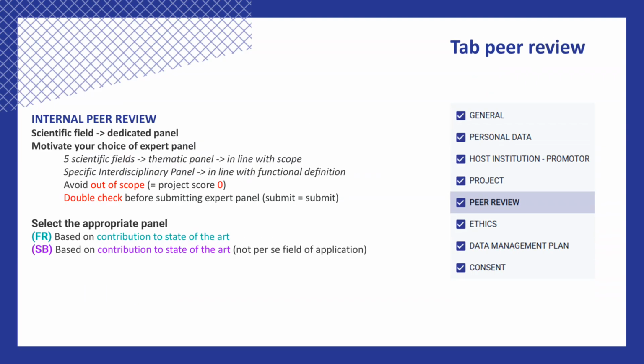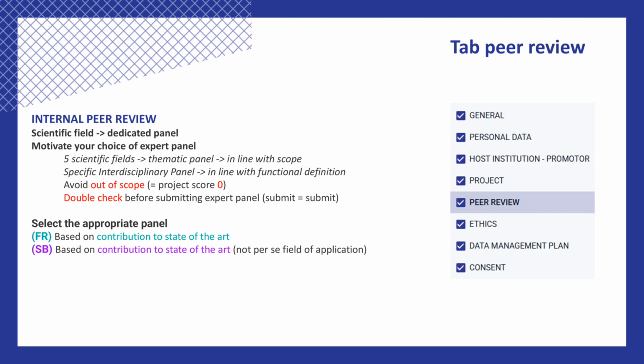Next is the Peer Review tab, where you need to select one of the thematic panels, ranging over 5 scientific domains, or the specific interdisciplinary panel. You should first select a scientific domain in which your research is situated, and then select the appropriate panel in that domain that best fits your research project. The specific interdisciplinary panel covers interdisciplinary research that meets the functional definition of interdisciplinarity as adopted by this panel.